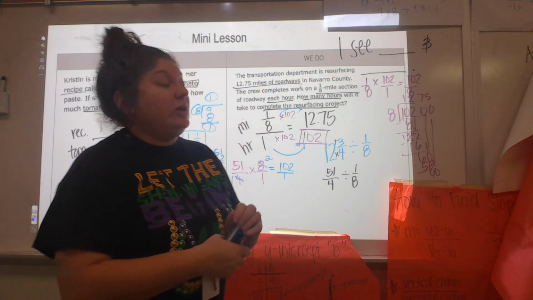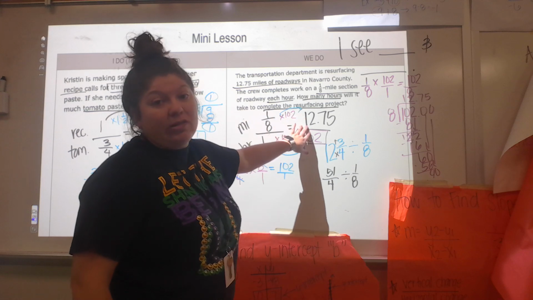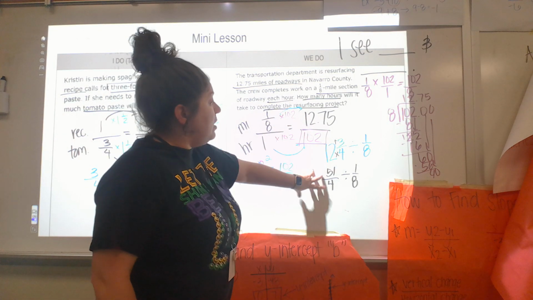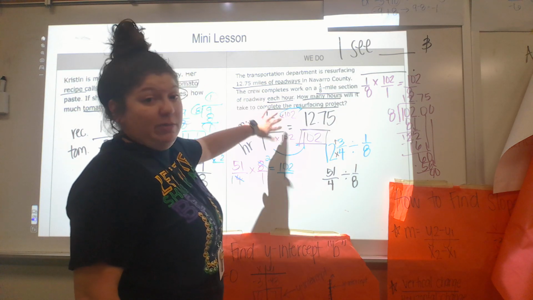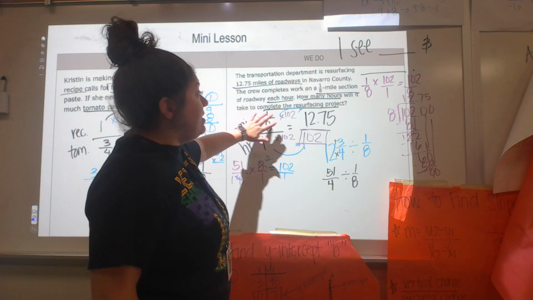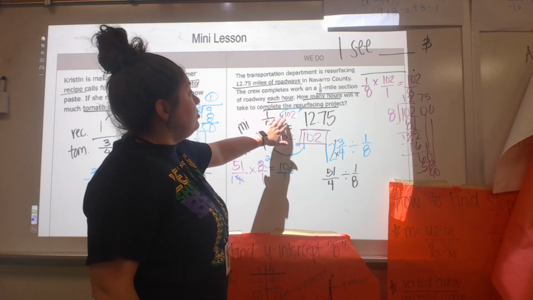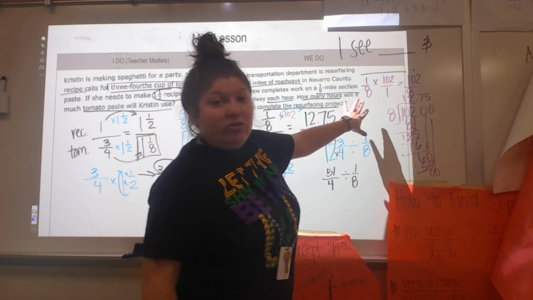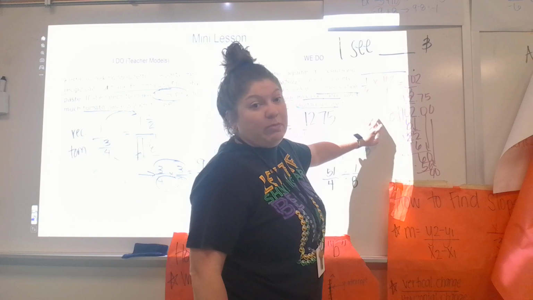Sorry, let me explain what I did. So I made a proportion. I needed to get from 1/8 to 12.75, but I didn't know what that was. So I divided and got 102. So that's going to be my pattern. So 1/8 times 102 gets me 12.75. So whatever I do to the top, I have to do to the bottom. That's where I got my 102. But I just wanted to make sure that what I was doing was correct. So right here, I was checking my work.